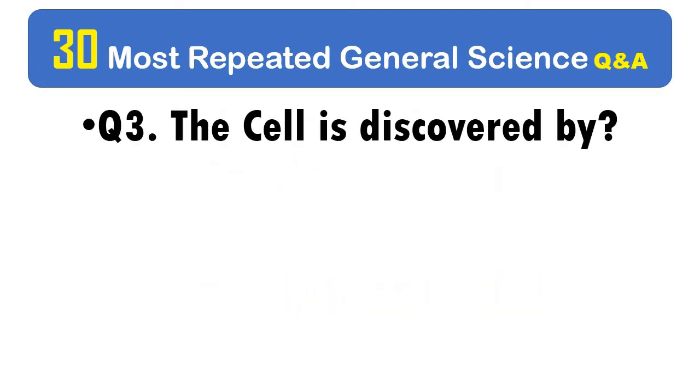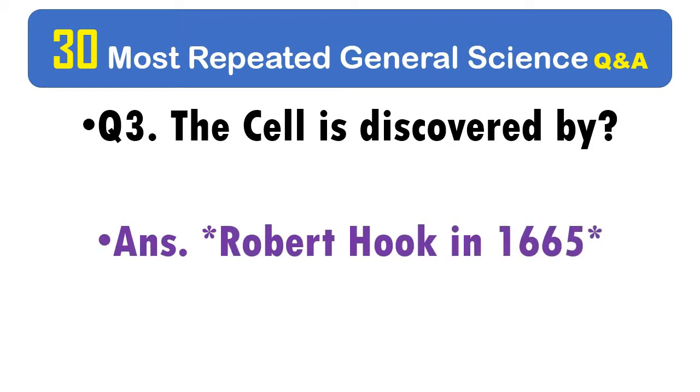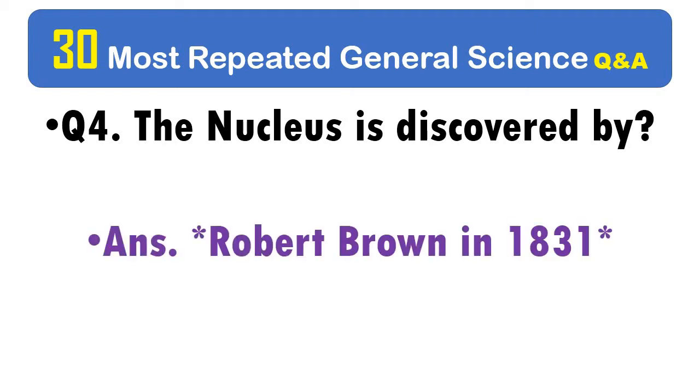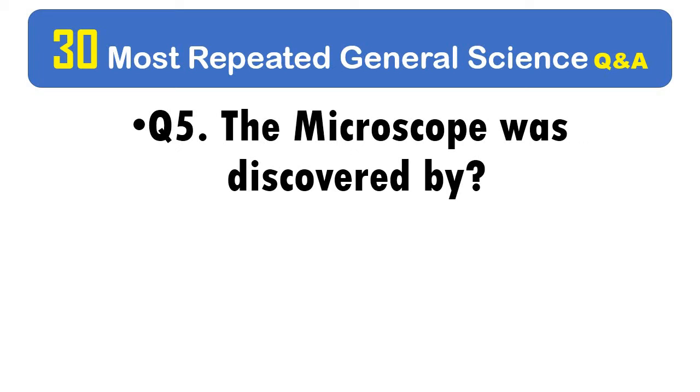Question number 3. The cell discovered by? Answer is Robert Hooke in 1665. Question number 4. The nucleus is discovered by? Answer is Robert Brown in 1831. Question number 5. The microscope was discovered by?